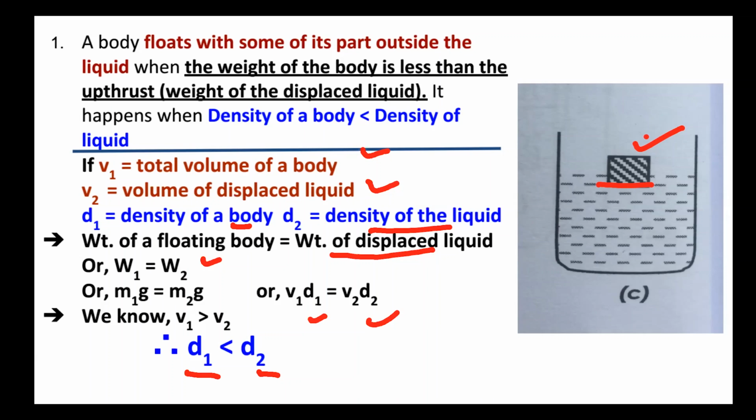V1 is total volume, right? But V2 is the volume of immersed part of the body. That means the total volume is always greater than the immersed part of the volume, meaning the volume of displaced liquid. Since V1 is greater than V2, for this relation there must be D1 less than D2, meaning D2 must be greater than D1.